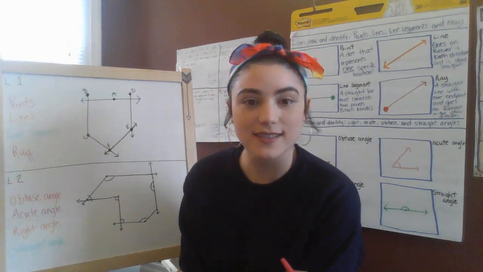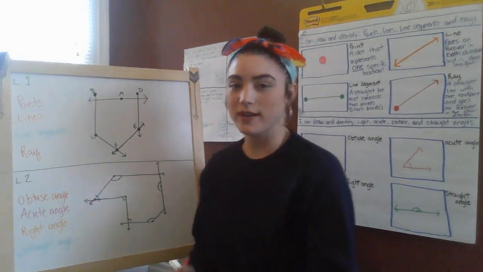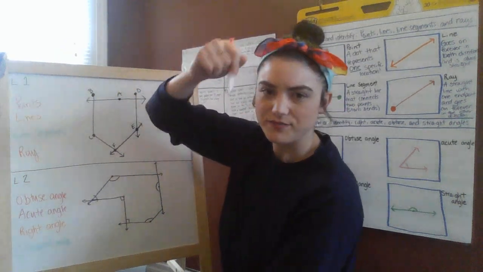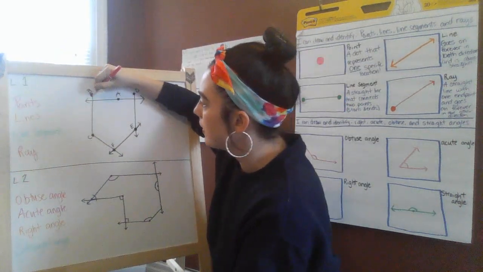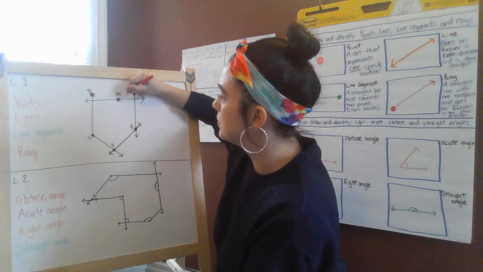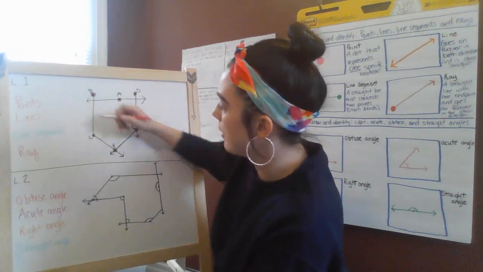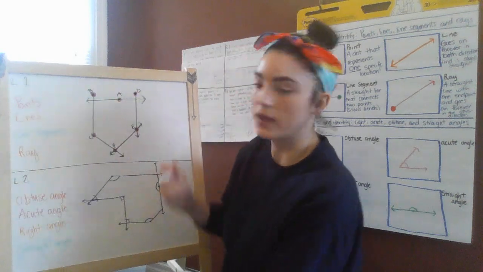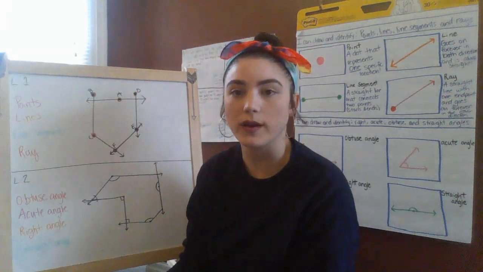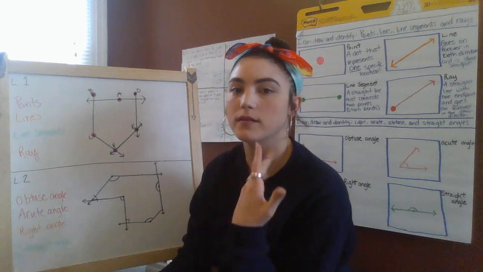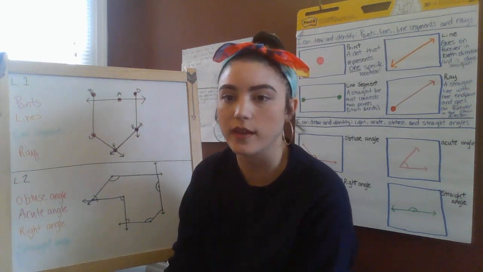If you said 6, you are correct. Now let's check our work. Ready? I'm just gonna trace them in pink. So we have 1, 2, 3, 4, 5, 6. And they are usually represented with a letter. So when you see a point, it's usually associated with a letter of the alphabet as well.